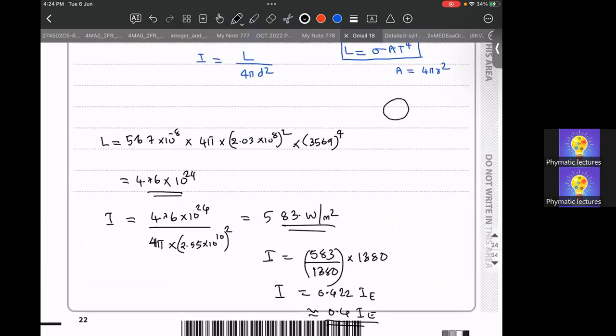Because this is our star, and this is the planet. If you want to find the intensity, 4 pi r square is the surface area. So intensity is whatever the luminosity is, divided by 4 pi r square.